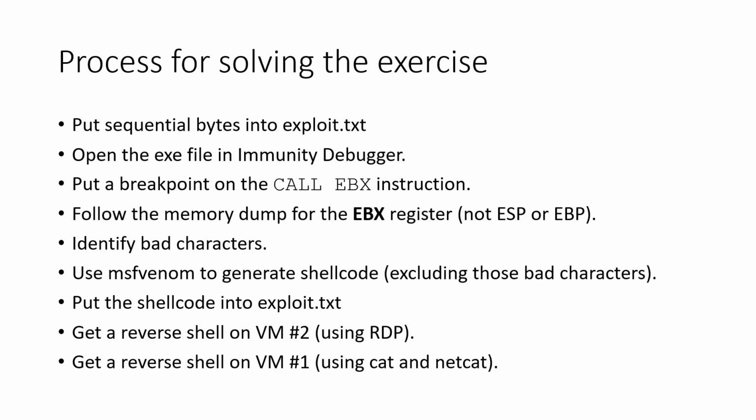Once you've identified all the bad characters, you can use MSFvenom to generate shellcode. You put this shellcode into exploit.txt, then the exe file will run it. Test it with the local copy of the exe file first, then use it against VM1 to get the flag. This might be enough information for you to do the exercise on your own, and I'd encourage you to give it a go. However, if you're still stuck, then I'll go through it step by step. So, let us begin.